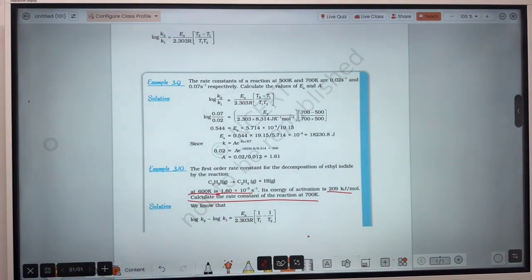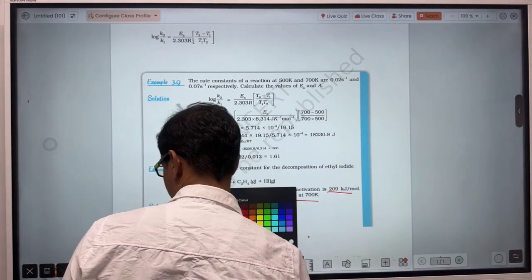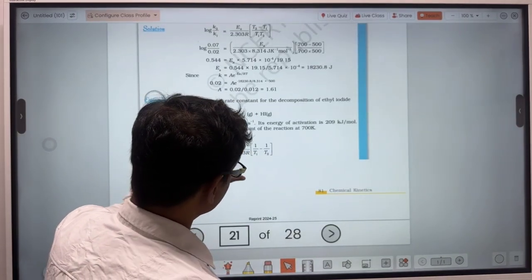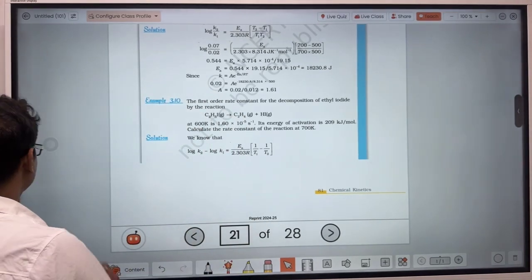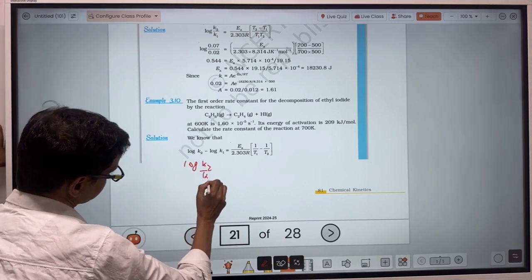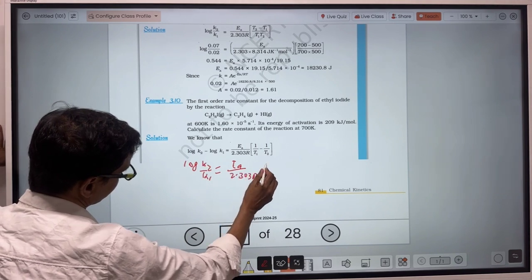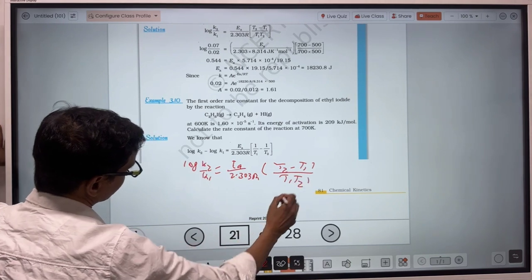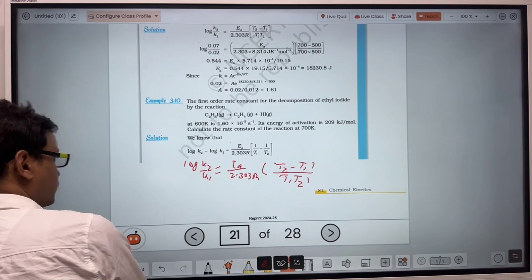So simple here, put the formula, get the result. Log K2 minus log K1 equal to E upon 2.303 R into 1 upon T1 minus 1 upon T2, this one you already know. Or you also know log K2 upon K1 equal to EA upon 2.303 R into T2 minus T1 upon T1 T2. That you already know. So by putting in this formula, you can very easily calculate.